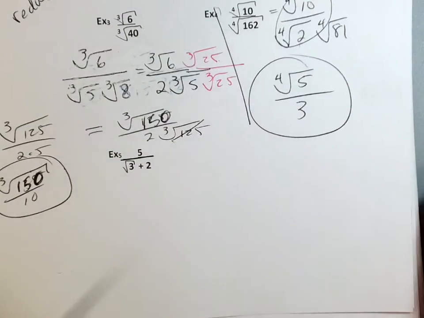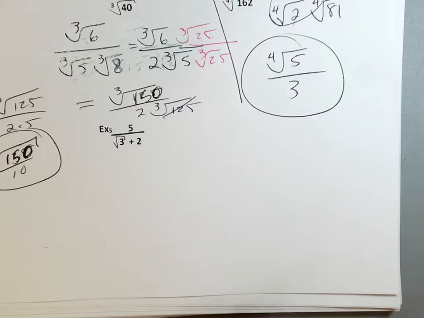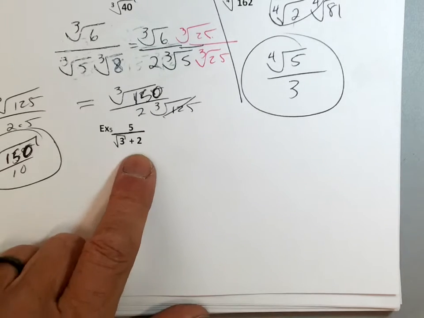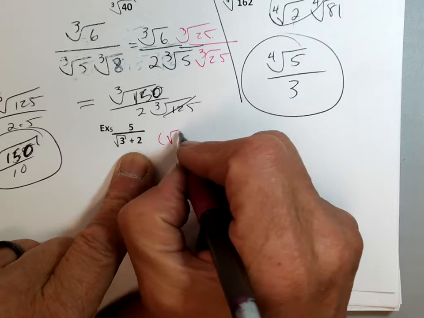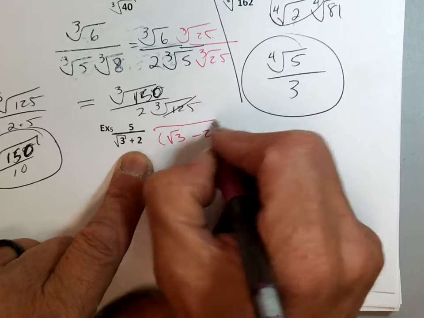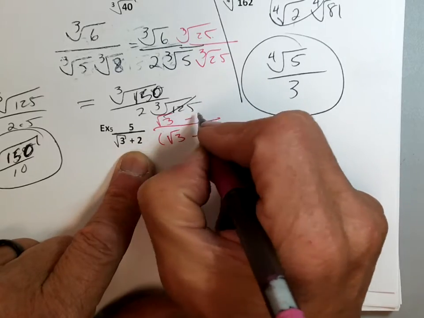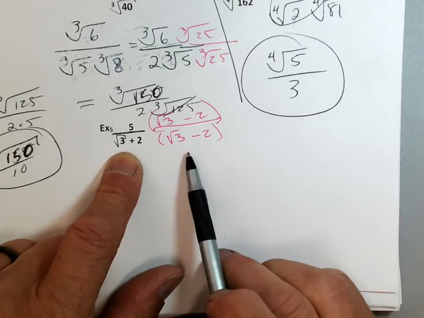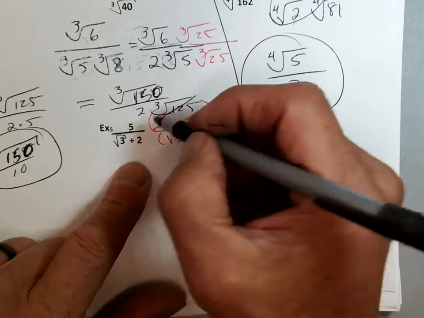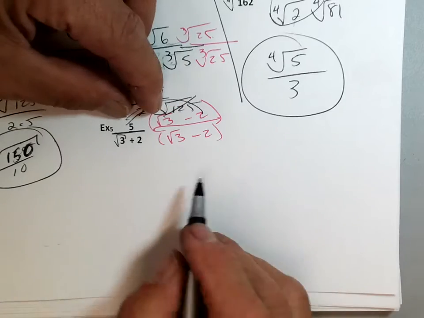Okay, example 5. What do you see on example 5? The conjugate. What's the conjugate? Square root of 3 minus 2. Yeah, smart girl. Because it will cancel it out in the bottom. It really will. So you ready? That times that, that times that.